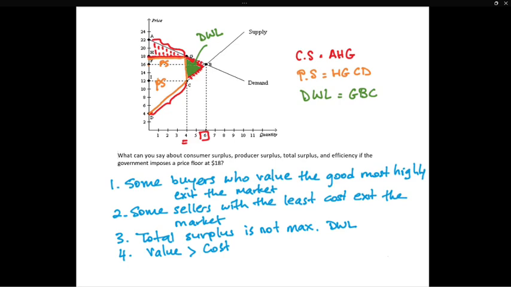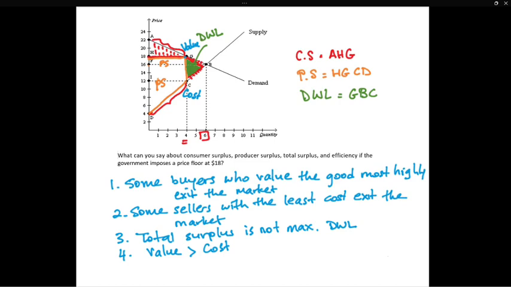And finally, the value to the buyer is greater than the cost to the seller. And once again, we violate all the market efficiency rules when we have this price floor.